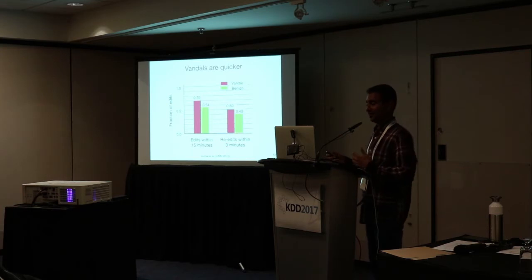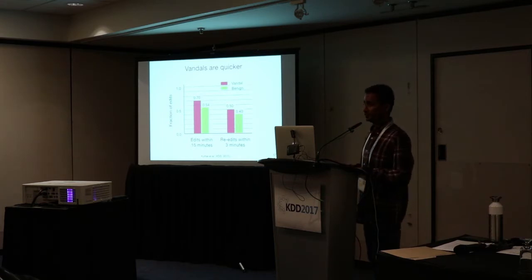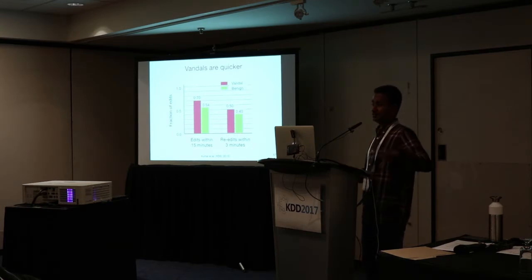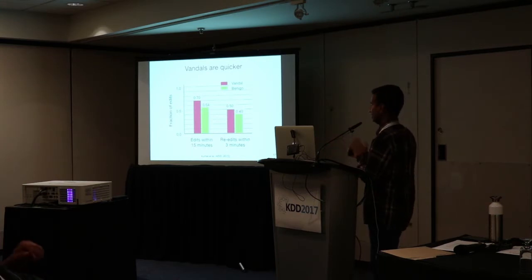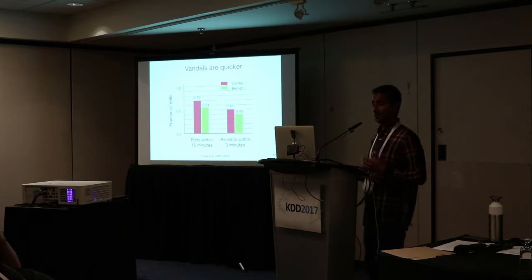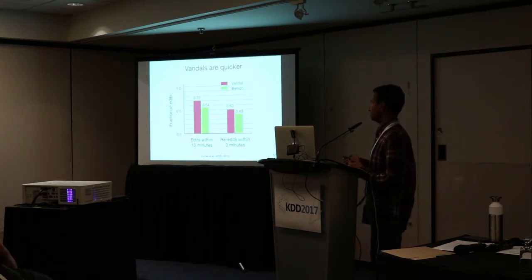If you look at how quickly these editors, benign as well as vandal editors, are editing these web pages, and consider the fraction of edits that are made within 15 minutes of each other, you see that for vandals this fraction is much higher compared to benign users. And if you look at re-edits made on the same Wikipedia page at most 3 minutes apart, which is a very quick time period, you see that again vandal users make these re-edits very, very quickly as compared to benign users.